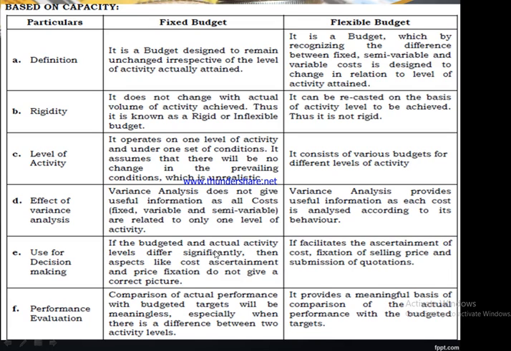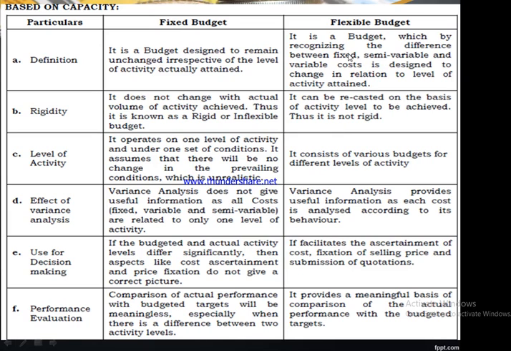How about the decision-making process? It says if the budgeted and the actual activity differ significantly, then aspects like cost ascertainment and price fixation do not give a correct picture. And when it comes to performance evaluation, the comparison of actual performance with the budgeted target will be meaningless, because whenever the difference between the two activity levels is significant, comparing that activity with the fixed budget criteria is not going to give any realistic view.